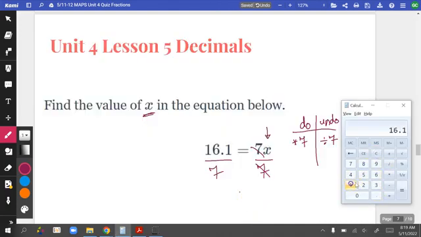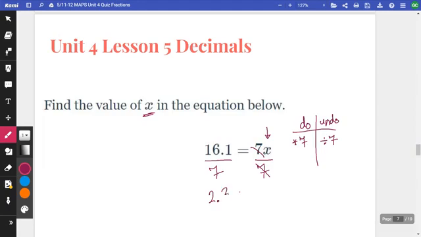16.1 divided by 7. What does that equal? 2.3. So we have 2.3 equals x, and that is our answer.